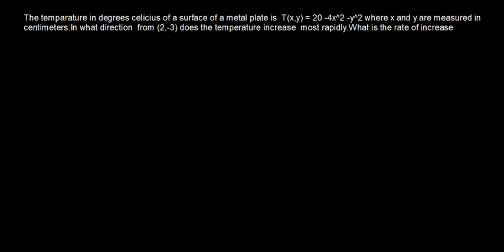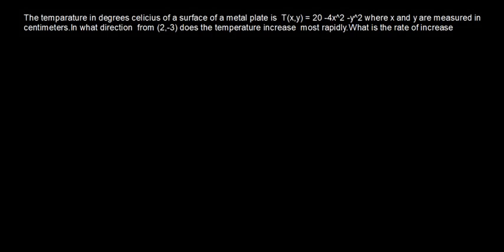So the temperature in degrees Celsius of a surface of a metal plate is T(x, y) = 20 - x^2 - y^2, where x and y are measured in centimeters. In what direction from (2, -3) does the temperature increase most rapidly? What is the rate of increase? So this question wants us to find the rate of temperature increase on this metal surface.